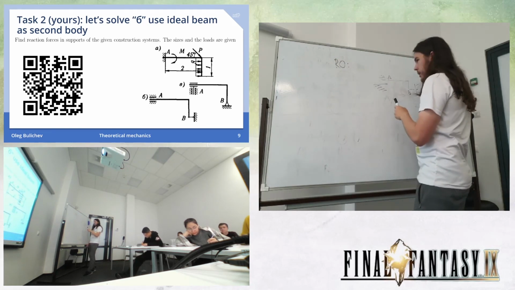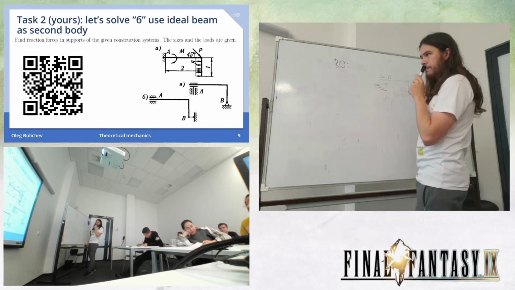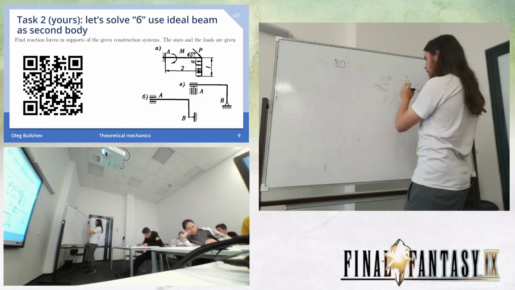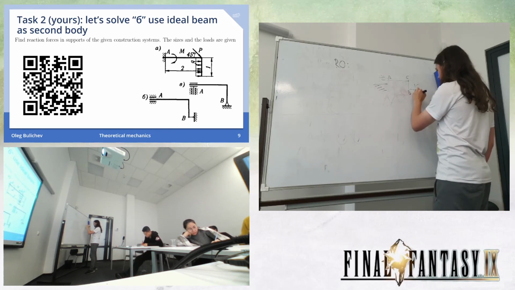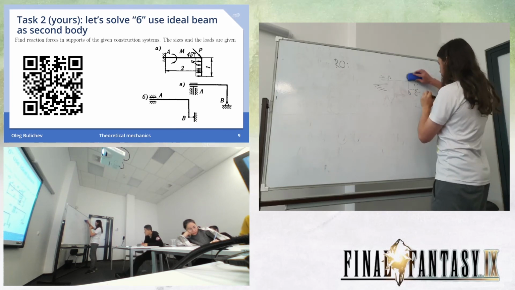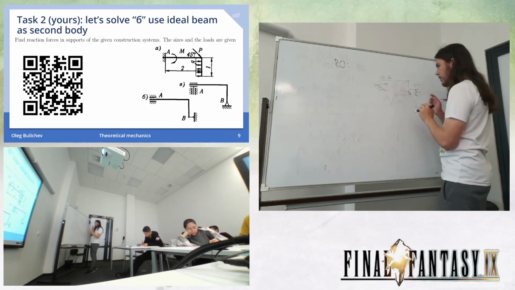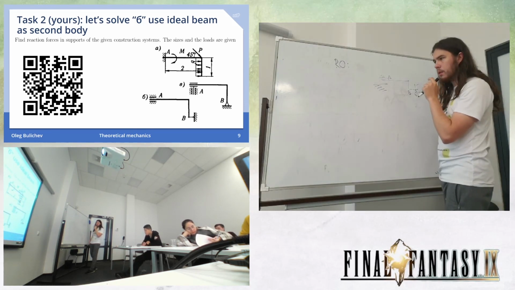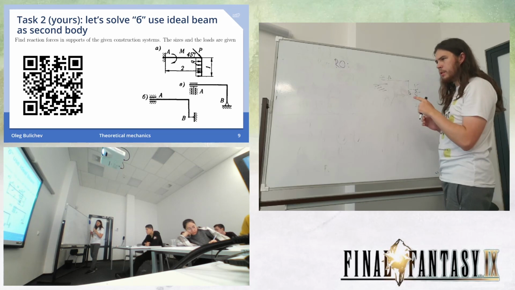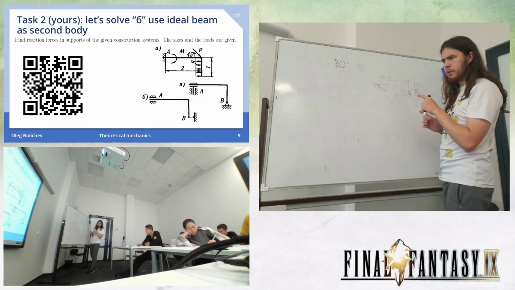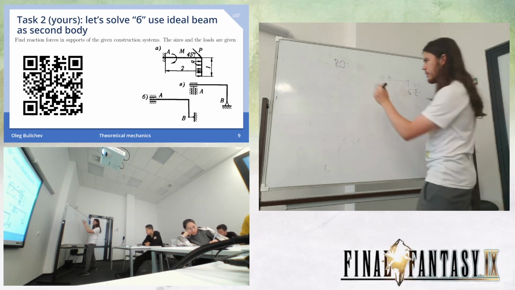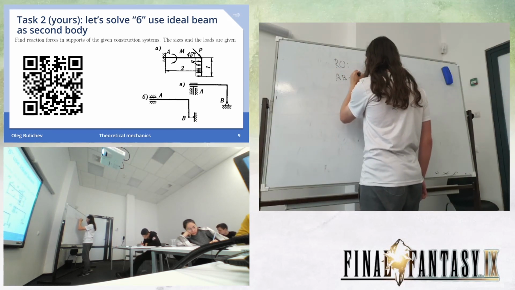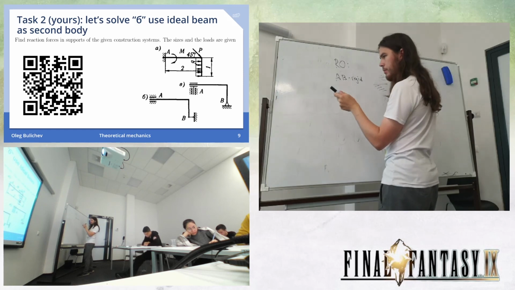So again, in your case, you need to, let's say, add a new point, make a BC. So AB is rigid, and BC is also rigid.